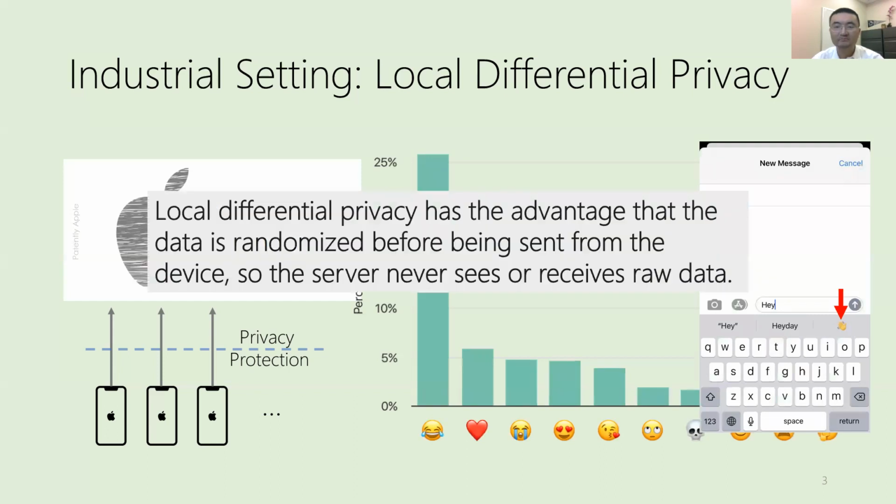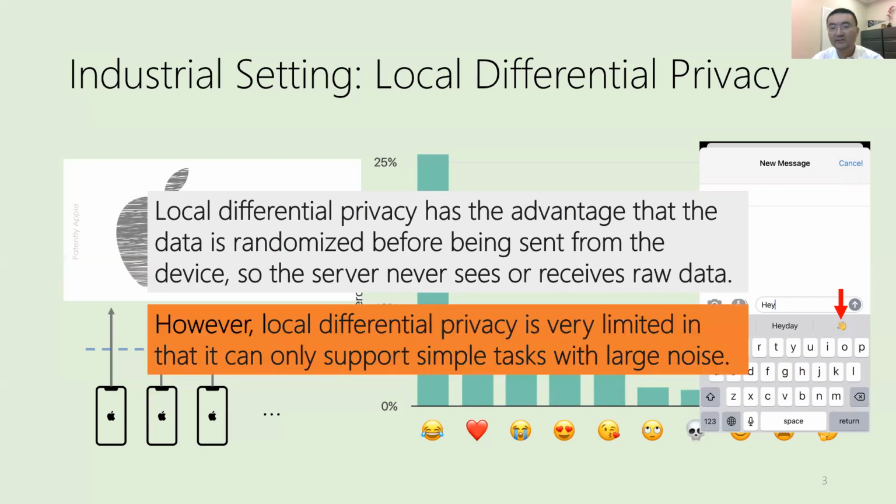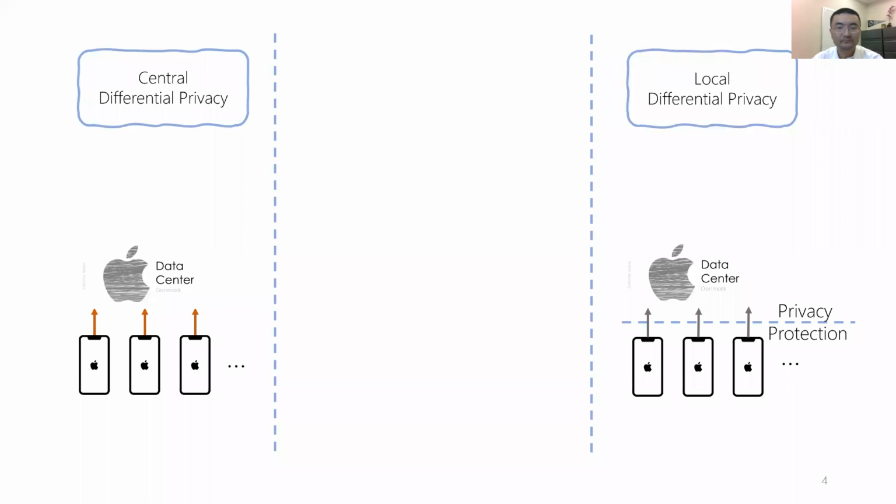The technique is pretty cool and very promising in that users now don't need to send their data directly to the server and will trust the process and consequently be more willing to share their data. However, one major challenge of local differential privacy is that the amount of noise is quite high, so the use cases of local differential privacy are quite limited.